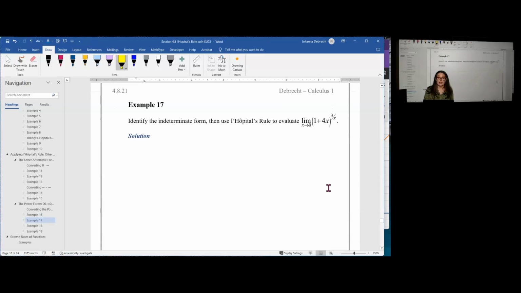Let's now look at example 17. We'll work this one together, and then I'll let you try 18 and 19 on your own. Let's take a look at 17 now.